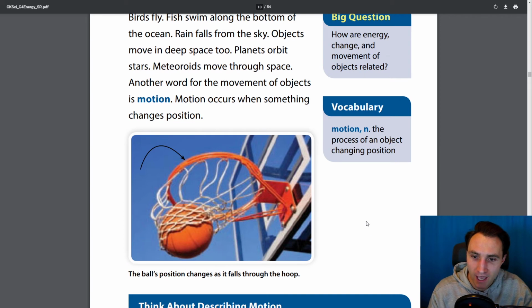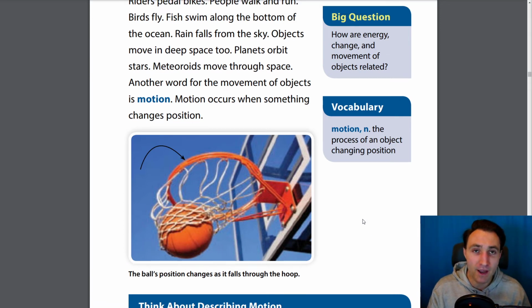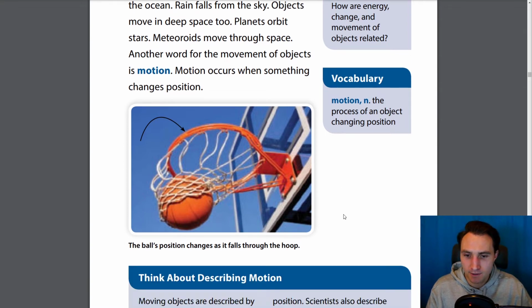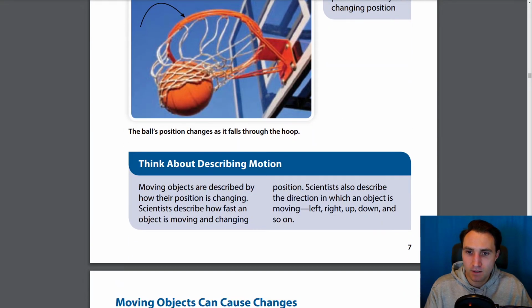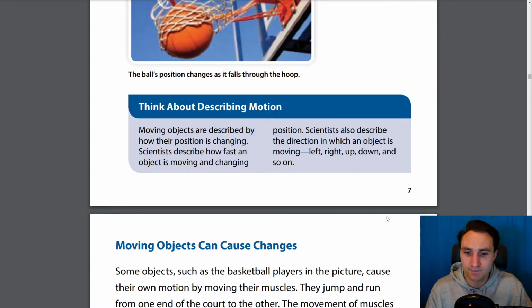And now it shows a picture of a basketball. Some of you guys play basketball, and probably some of you guys can beat me in basketball. The ball's position changes as it falls through the hoop. Okay. So think about describing motion. Moving objects are described by how their position is changing. Scientists describe how fast an object is moving and changing position. Scientists also describe the direction in which an object is moving, left, right, up, down, and so on.